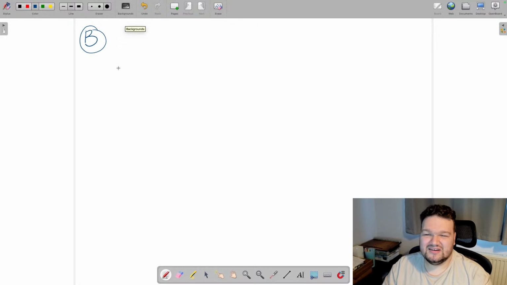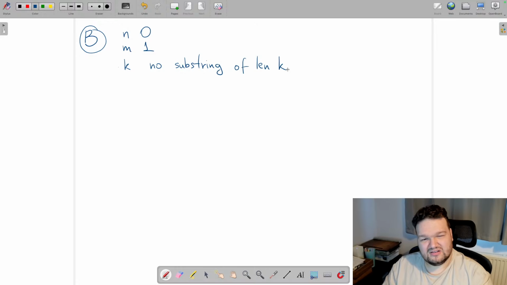Problem B, we needed to check if it is possible to construct a binary string with exactly n zeros, m ones, and we're also given number k, and there shouldn't be a substring of length k that consists of equal characters.